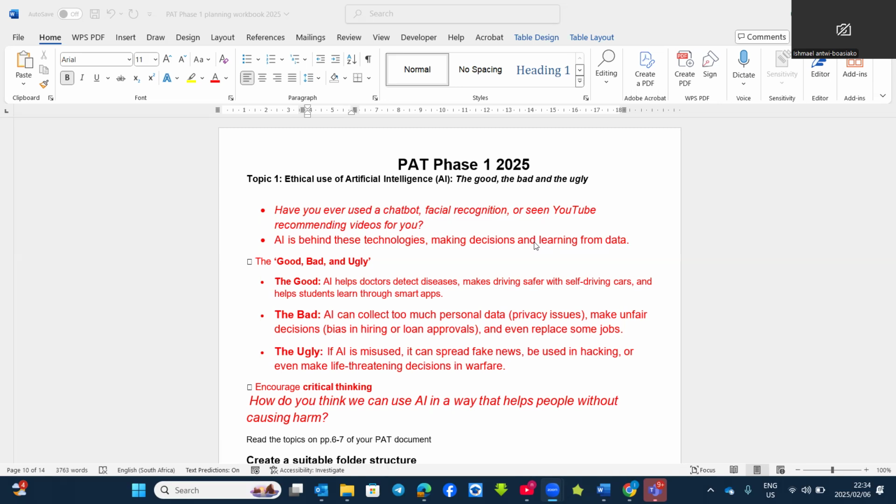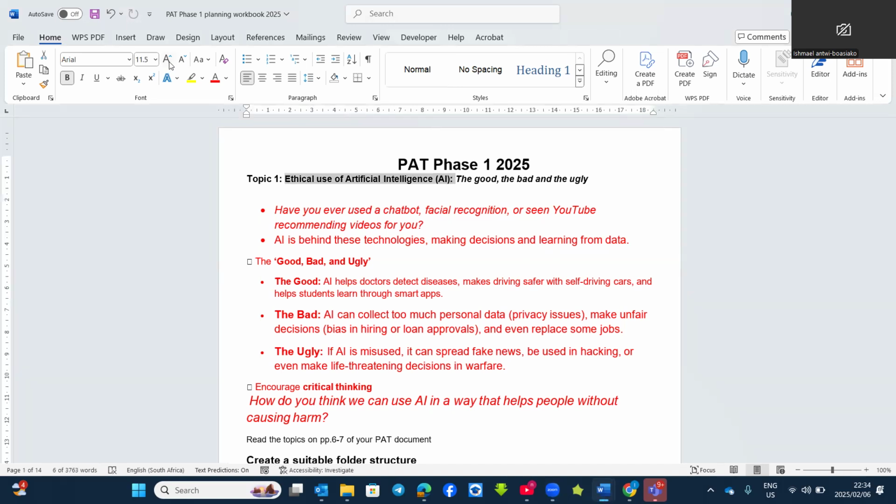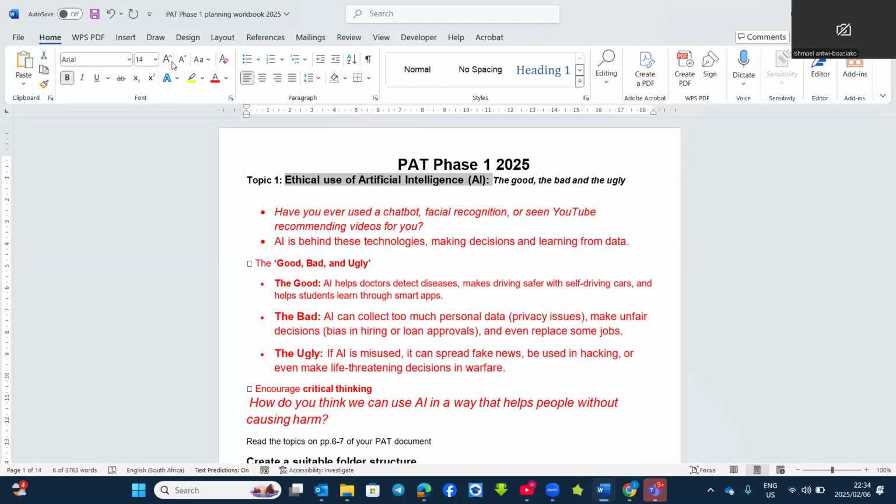Now, this PET topic is very interesting. And I believe this topic was once there, a similar topic like that in grade 11. But here, we are focusing mainly on the ethical use of artificial intelligence, not just the artificial intelligence. So the ethical use of AI, that is the good, the bad, and the ugly side of AI.